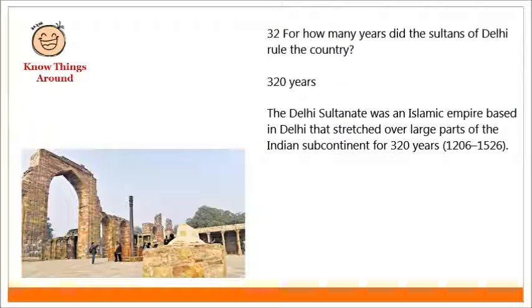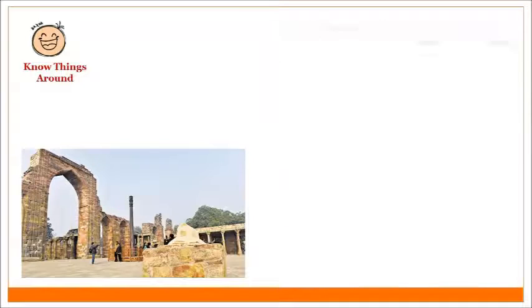For how many years did the sultans of Delhi rule the country? 320 years. The Delhi Sultanate was an Islamic empire based in Delhi that stretched over large parts of the Indian subcontinent for 320 years, that is 1206 to 1526 AD.